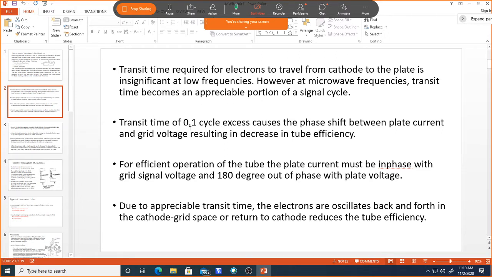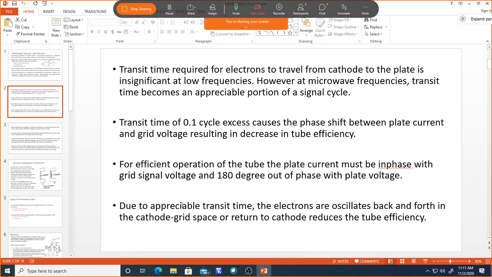As I said, a transit time of 0.1 cycle excess causes a phase shift. Since at higher frequency it is comparable to the wavelength of the signal, a significant phase change will happen between the plate and the grid, which again decreases tube efficiency. For efficient operation of the tube, the plate current must be in phase with the grid signal voltage and 180° out of phase with the plate voltage. Only then will the electronic tubes work efficiently. Because of the transit time effect and this phase shift, that may not happen, so it decreases the tube efficiency.